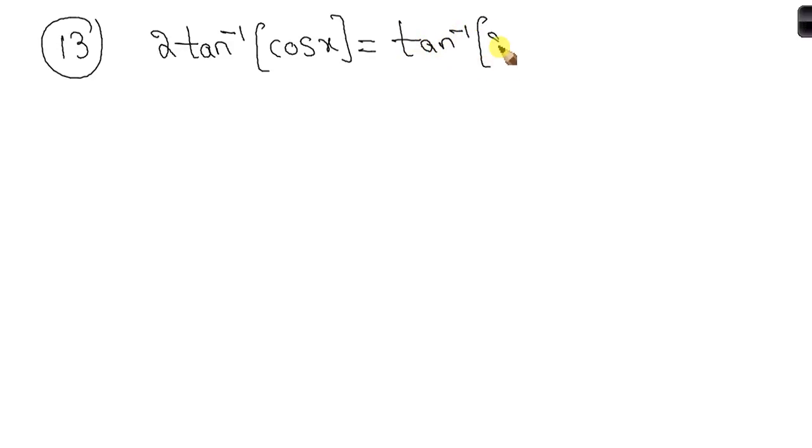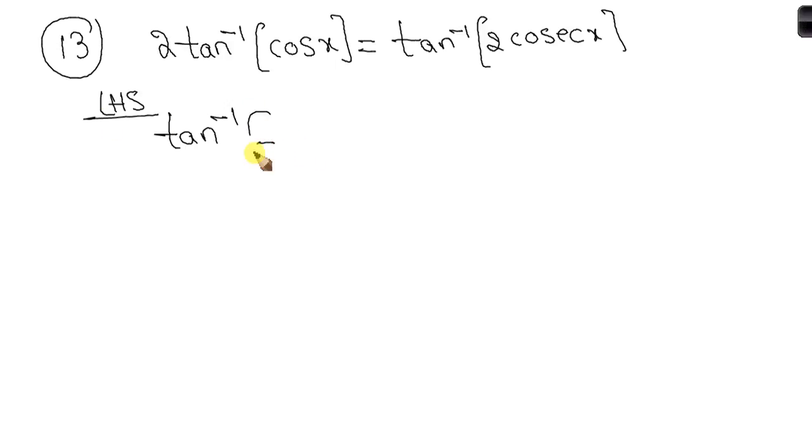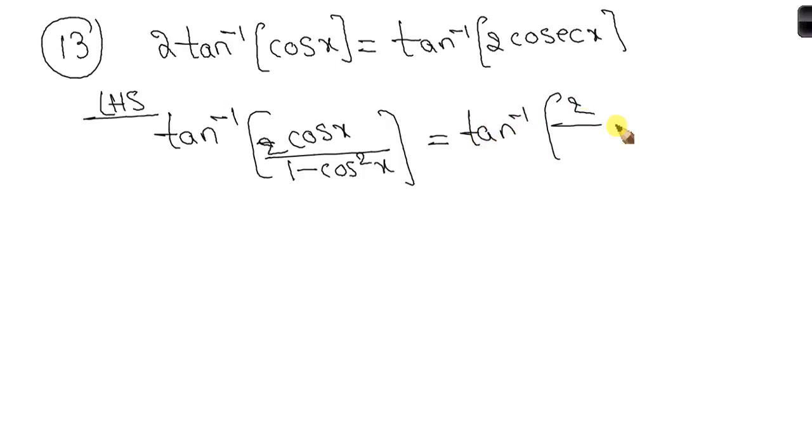So the 13th question is 2 tan inverse of cos x is equal to tan inverse of 2 cosecant x. So we have the 2 tan inverse of x formula. Take LHS and we'll simplify this. 2 tan inverse of cos x is tan inverse of 2 cos x upon 1 minus cos square x. That should be equivalent to tan inverse of 2 upon sin x.